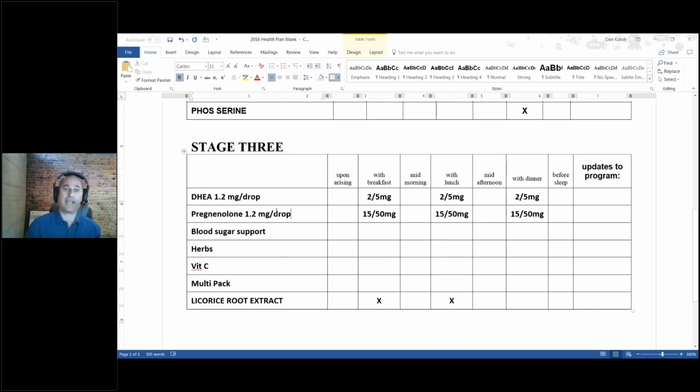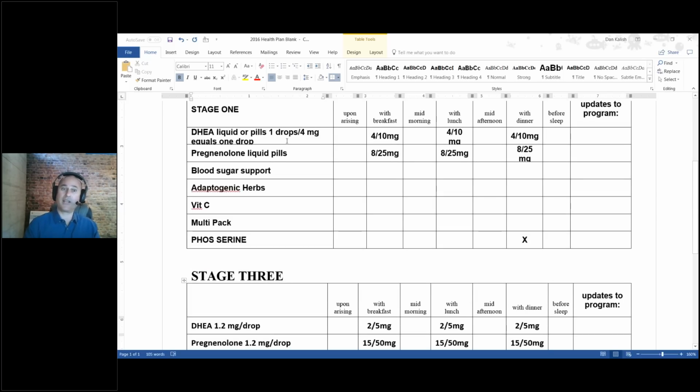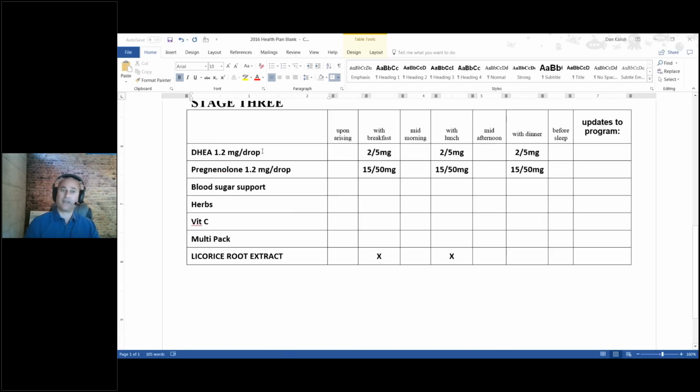Okay, so again, stage 1, characterized by more DHEA and less pregnenolone, and the phosphorine is the extra special guest there. Then stage 3, less DHEA by half, double the pregnenolone, the same basic support agents here, and you can use the licorice root when you have the super low cortisols, right?